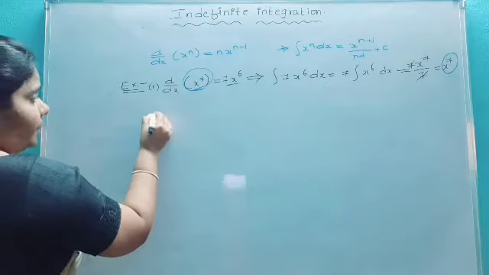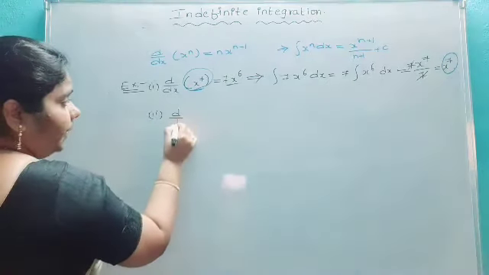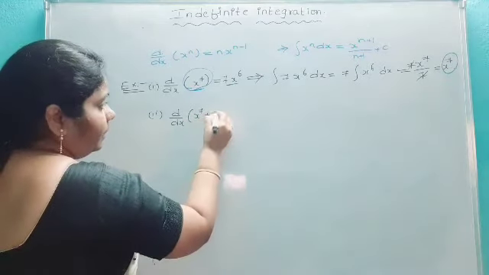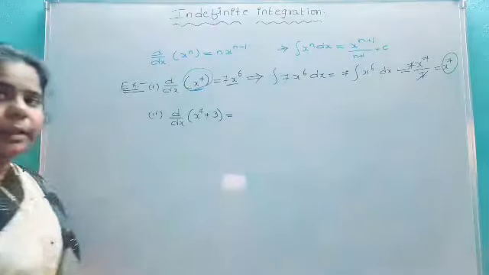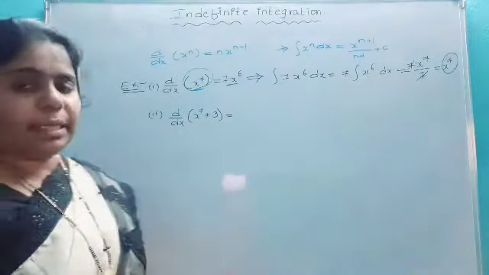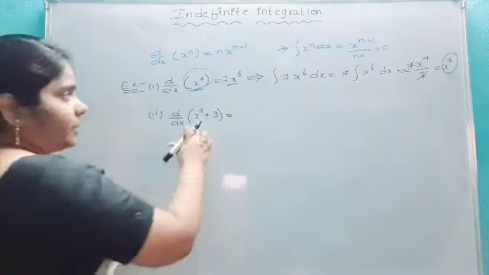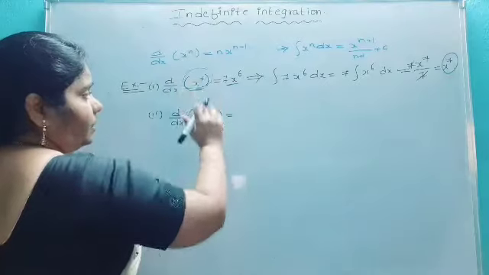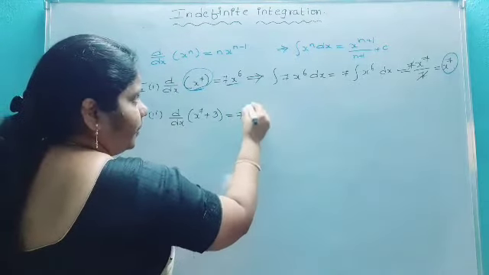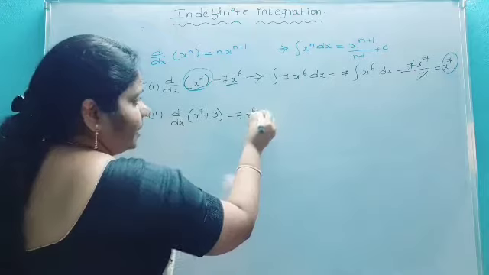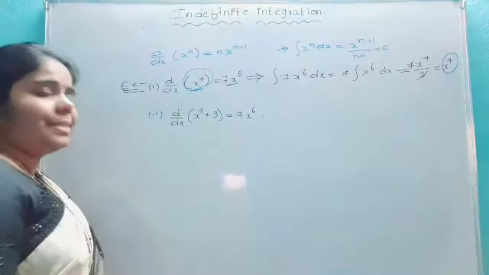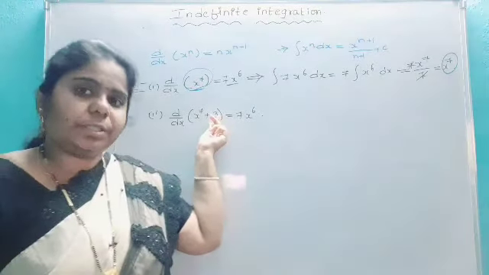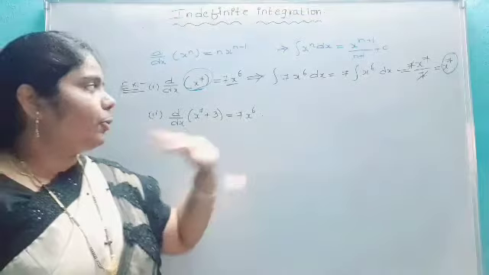This is the first example. Next, d by dx of x power 7 plus 3 is equal to what? This is in the form of x power n, so n into x power n minus 1. What is n? It is 7. So 7 into x power 7 minus 1; 7 minus 1 is 6. Plus 3 is a constant. Here 3 is a constant. Differentiation of a constant is 0, so there is no need of writing that.